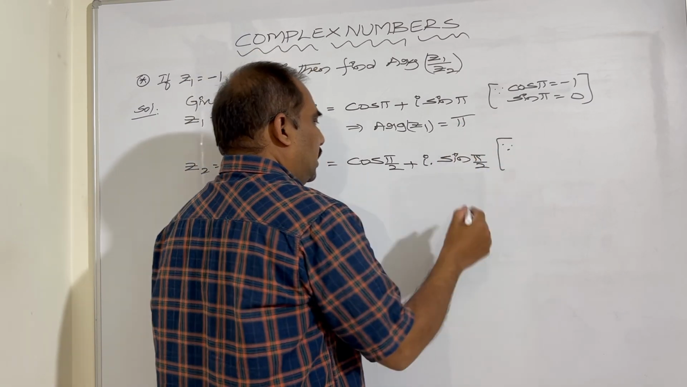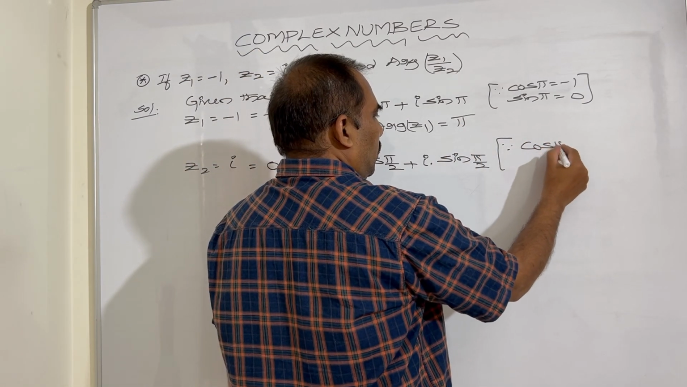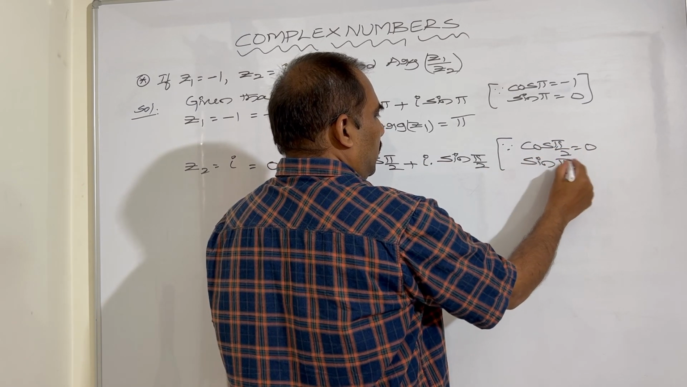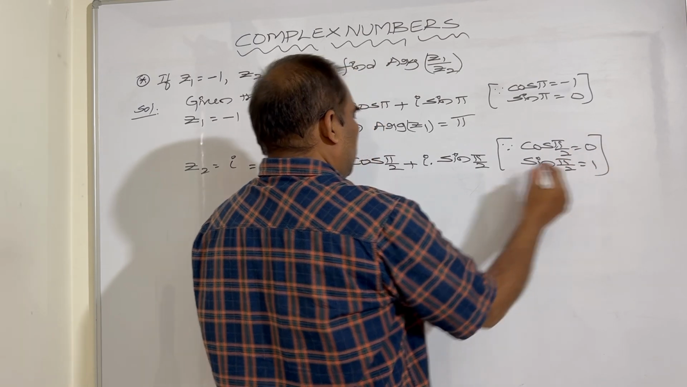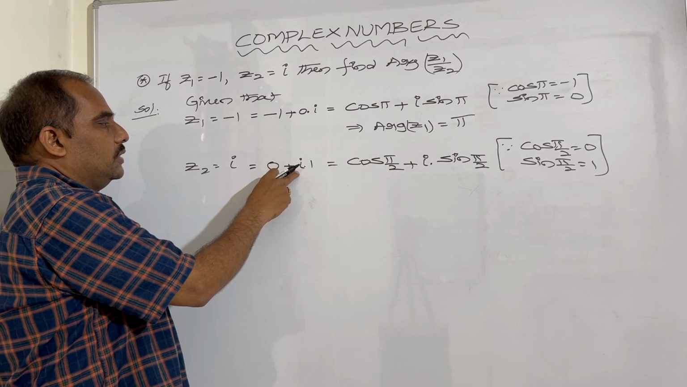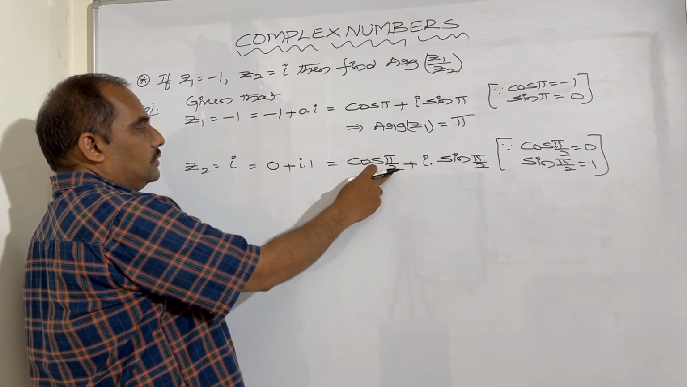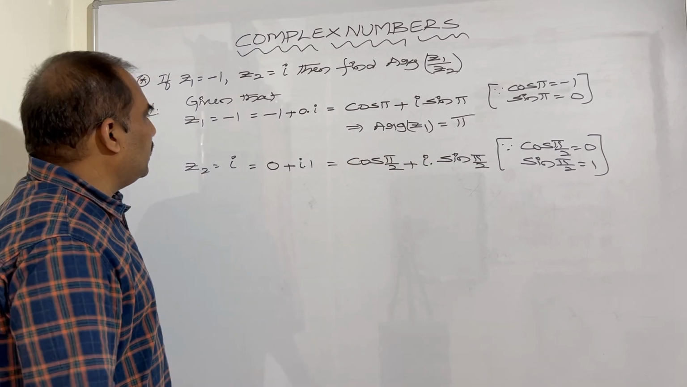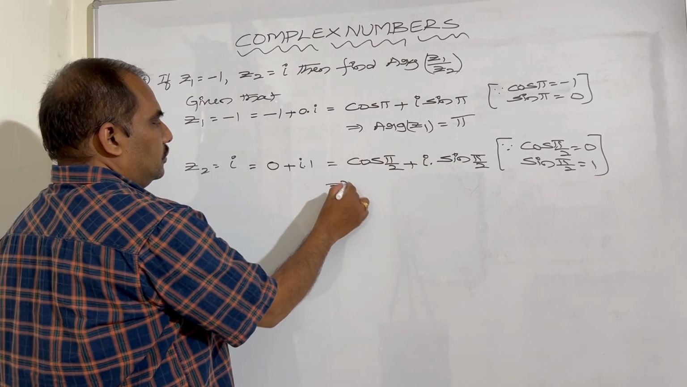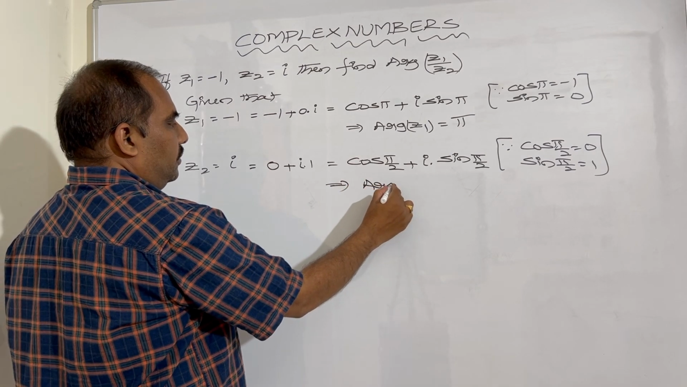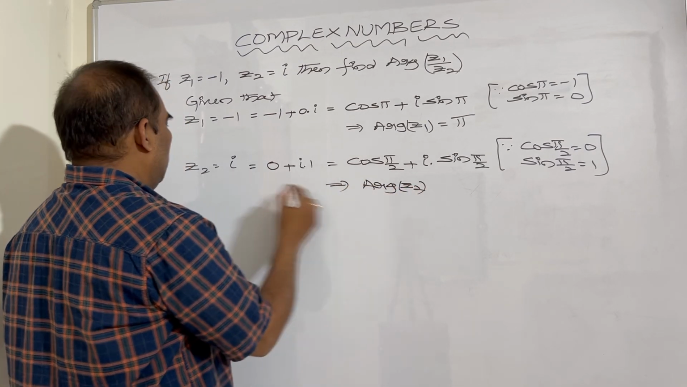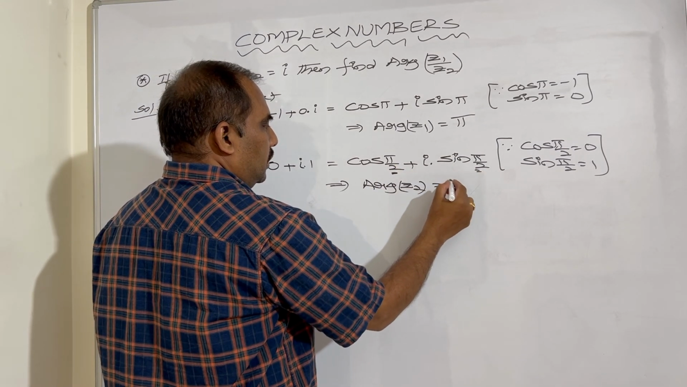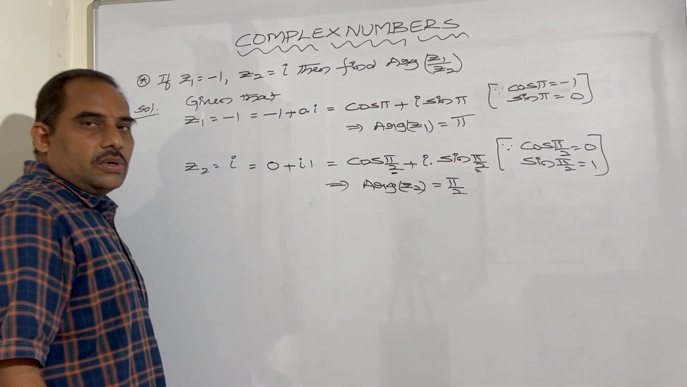So for your understanding here, cos 90 is 0, sin 90 is 1, we know that. So that's why 0 plus i into 1 can be written as cos 90, that is 0, plus i into sin 90. So this implies the argument of the complex number z2 is equal to, if you observe, theta is pi by 2. So argument of z2 is equal to pi by 2.